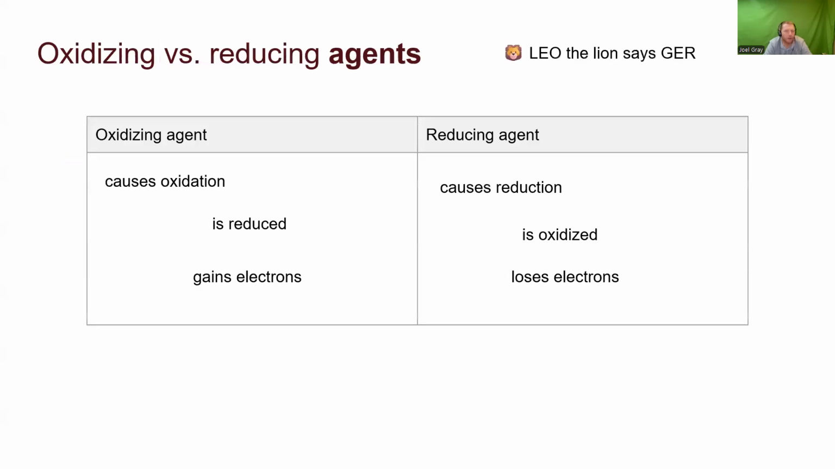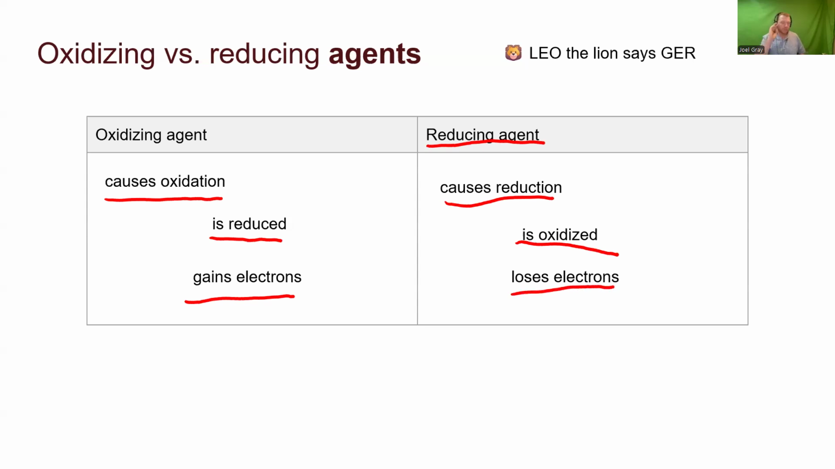Being able to identify those oxidation and reduction numbers, or those charges, is a very important thing. Now, in addition to oxidation and reduction, we also have oxidizing and reducing agents. Let me rephrase that. An oxidizing agent causes oxidation, gets reduced, and gains electrons. A reducing agent causes reduction, is oxidized, and loses electrons.